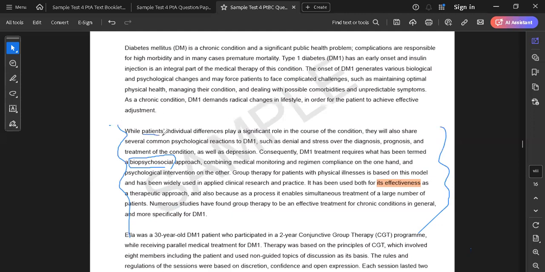So if you see "while patients, individual," now you see some trap words here. That word "individual" was written in the text as well. In the question, you remember the word "individual" was also written. "Play a significant role." When you look for the words "significant role," you may feel like the word "benefit" is written there. Then they said it will also share several common psychological reactions such as stress.